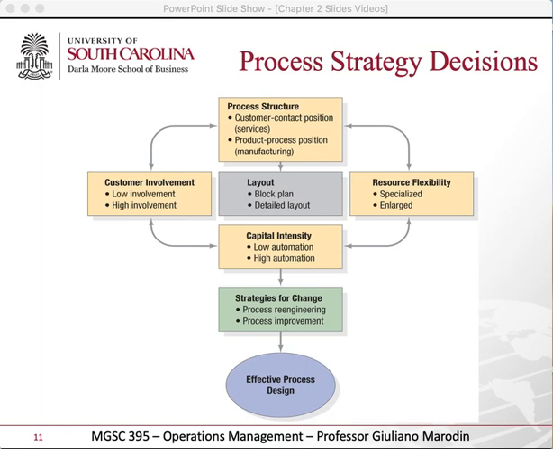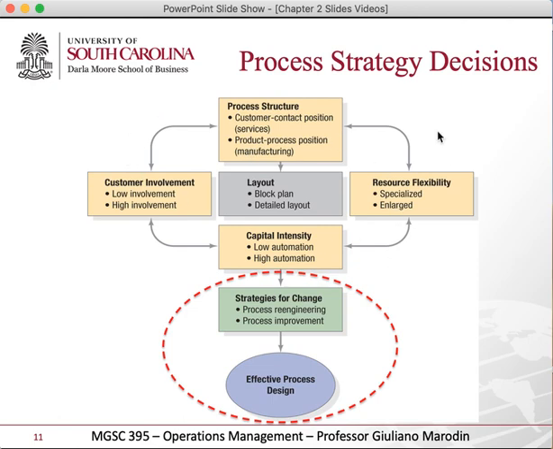big framework that we looked at the beginning of chapter 2, and we talk about this upper part: process structure, customer involvement, layouts, capital intensity, and resource flexibility. Now we're going to talk about this lower part, the strategies of change, or how to improve a process that exists, right? So on the top here, these are big decisions.